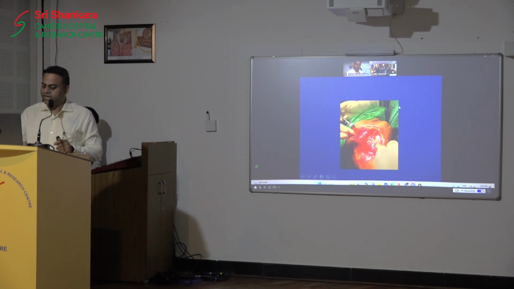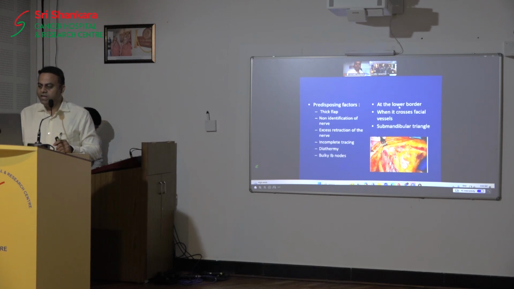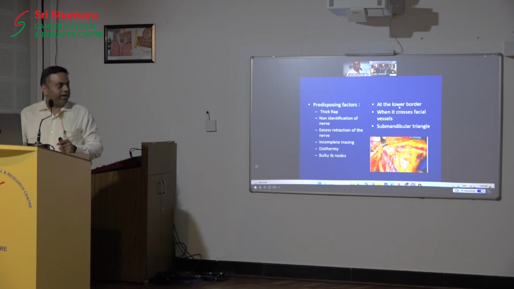So what are the potential sites where we can injure the marginal mandibular nerve? One, at the angle of the mandible where it pierces the investing layer of the deep cervical fascia, and the other is where it crosses the facial vessels. Sometimes we can have this node of Stahr or the perifacial group of lymph nodes. So this is the other common site where we can damage the marginal mandibular nerve. And this is one of the areas where we can damage it, the submandibular triangle.